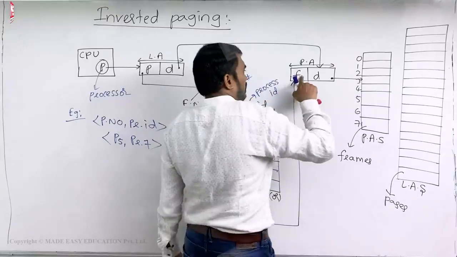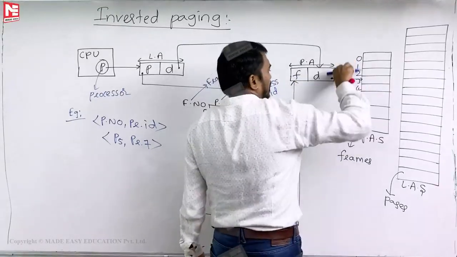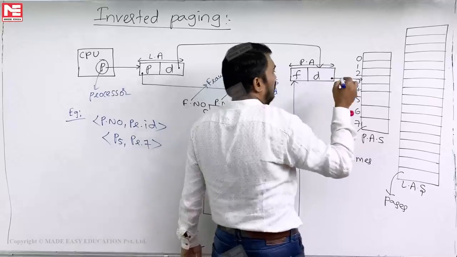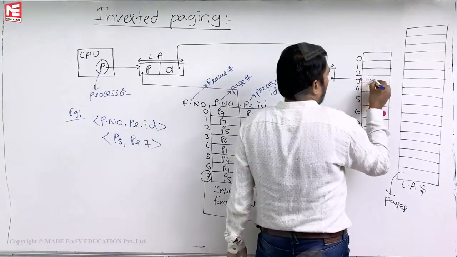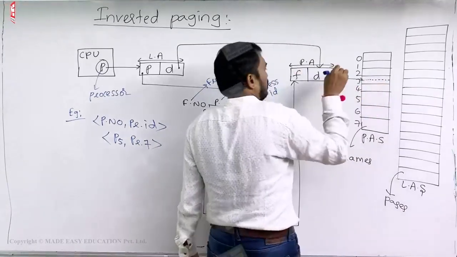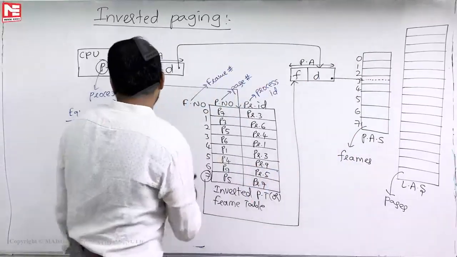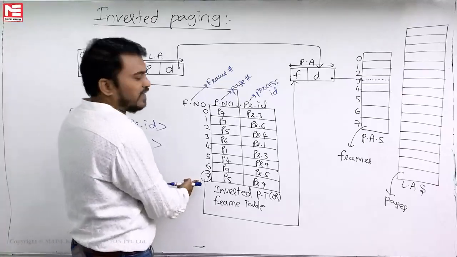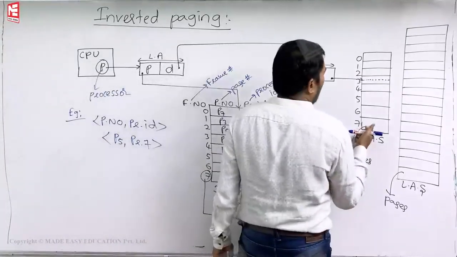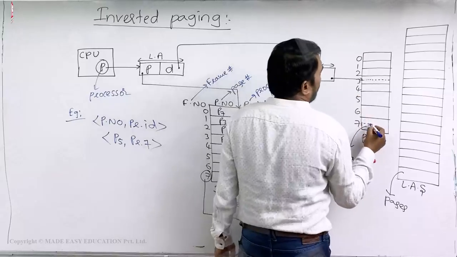With the help of this frame number, you go to the respective frame in the PAS, and with the help of this D, you go to the respective word. According to this example, which frame do you go to? Frame number 7. So you go to frame number 7, and with the help of this D, you go to the respective word here.